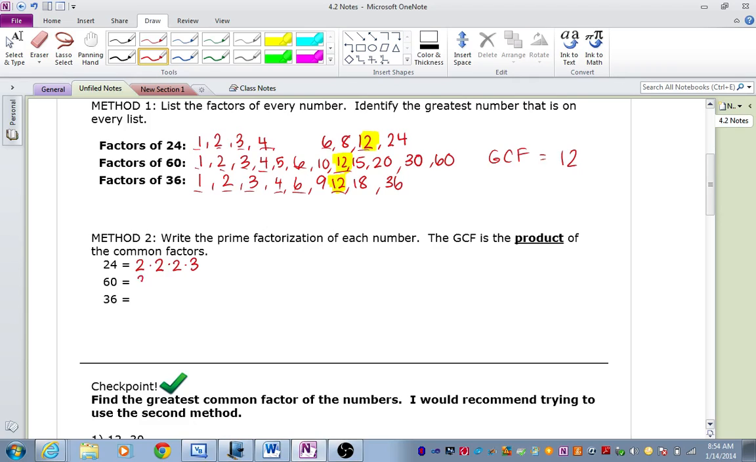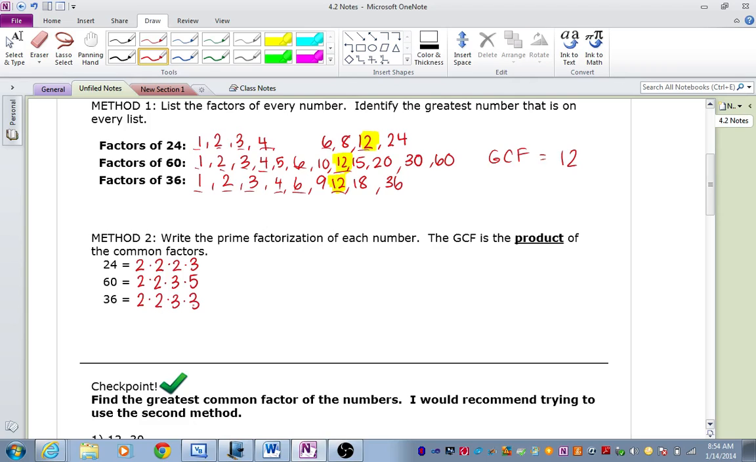For 60, it's 2 times 30. 30 is 2 times 15. And 15 is 3 times 5. And then 36, we'll see, is 2 times 18. 18 is 2 times 9. And 9 is 3 times 3.